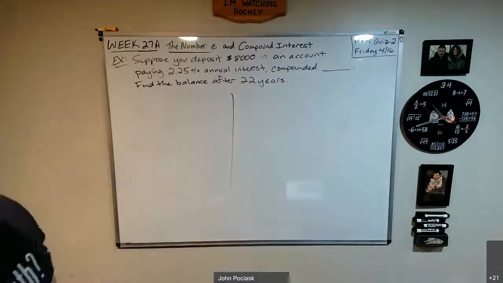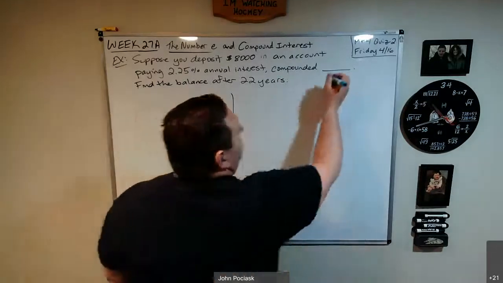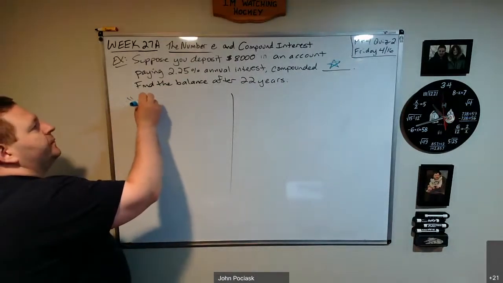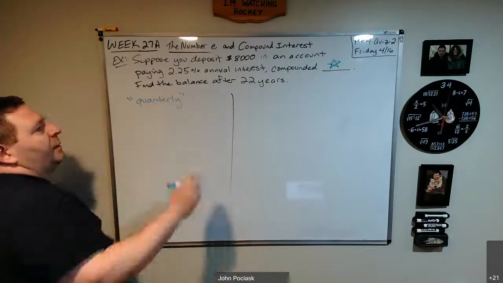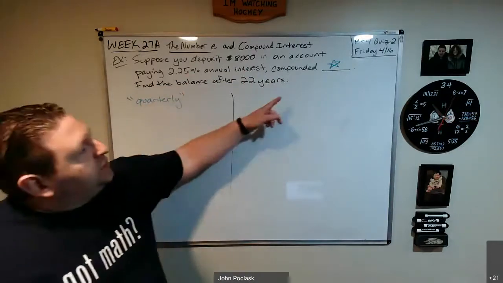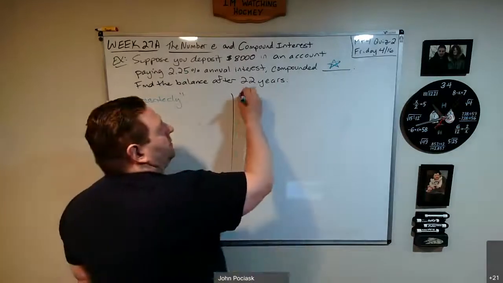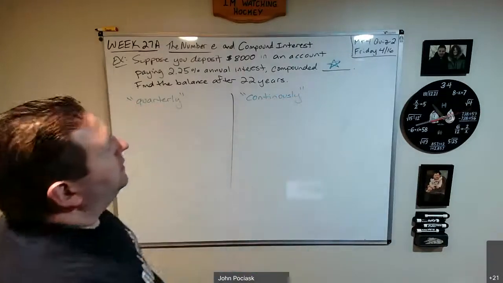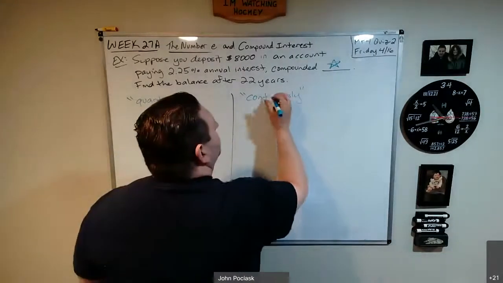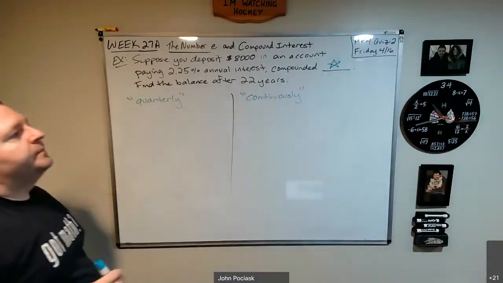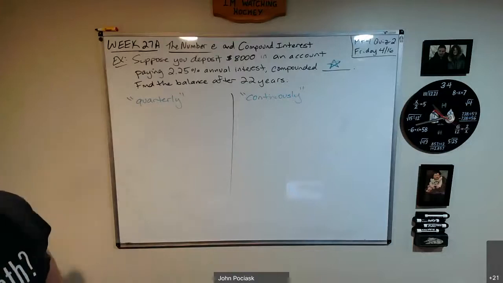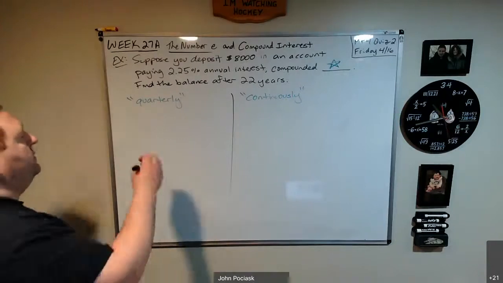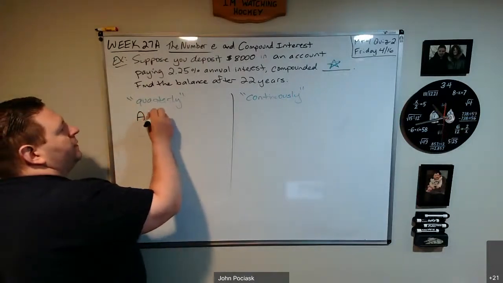And we're going to do 2 different problems. I'm going to fill in the blank here, first with the word quarterly. And we'll do that one. And then we'll do it for compounding continuously. So you get a little bit of the flavor of each formula. So I'm going to write down the formula for each one again.